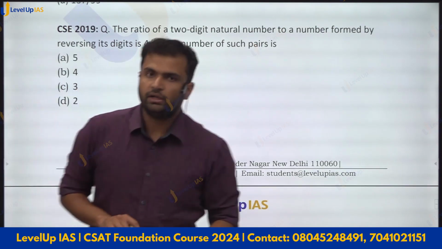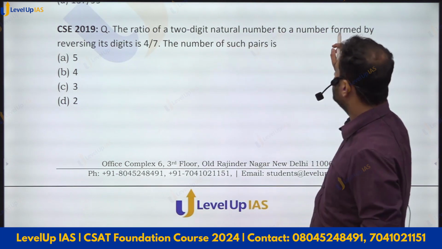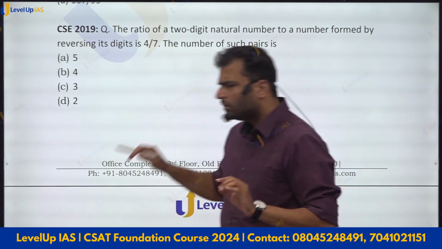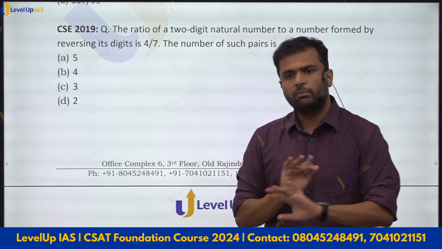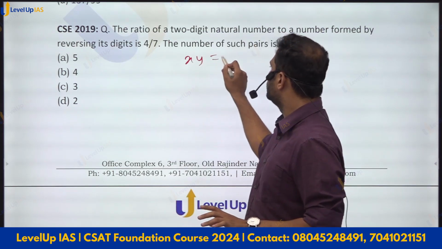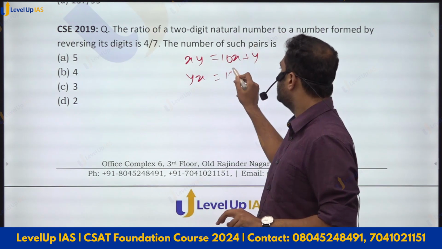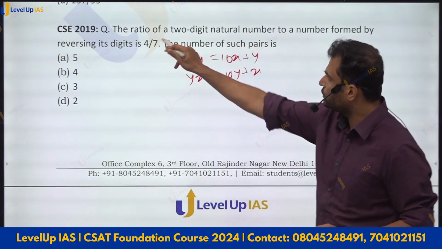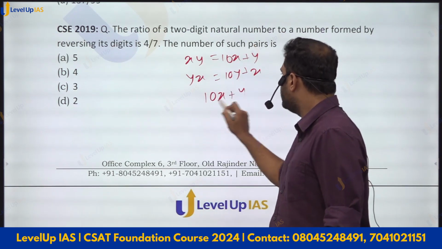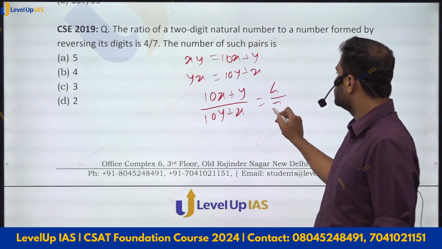See this question again from the place value system. Here we have a 2-digit natural number and the number formed by reversing it, and we are given the ratio. So as always, because there is a number and a number by reversing, we write xy is equal to 10x plus y and yx is equal to 10y plus x, and we take the ratio because that is the condition. So we have 10x plus y divided by 10y plus x is equal to 4 by 7. That is what is given.